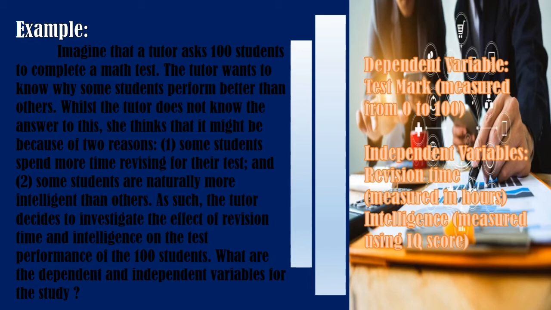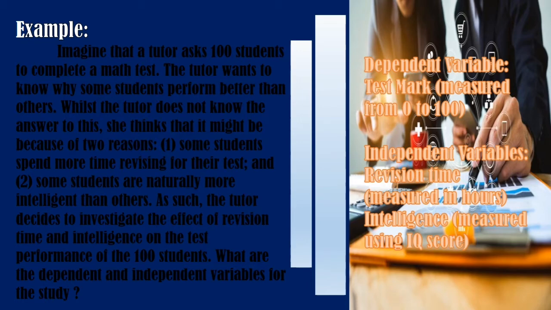So in answer to that, the dependent variable is the test mark as measured from 0 to 100, reflecting the scores of the students, while the independent variables are the revision time, measured in hours, how many hours the students revise for the exam, and another is their intelligence as measured using their IQ scores. Okay, class, is that clear with you?